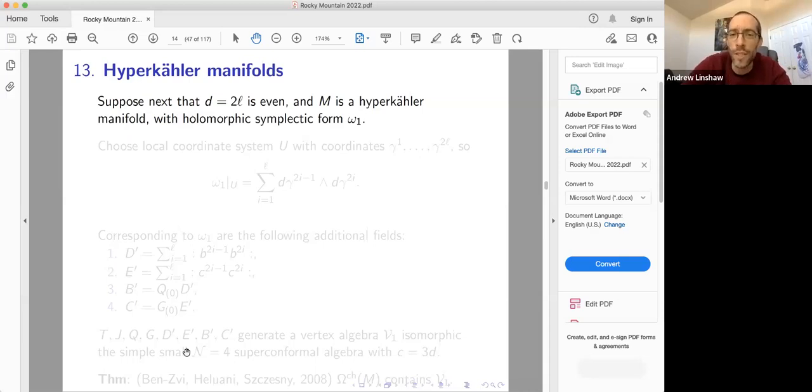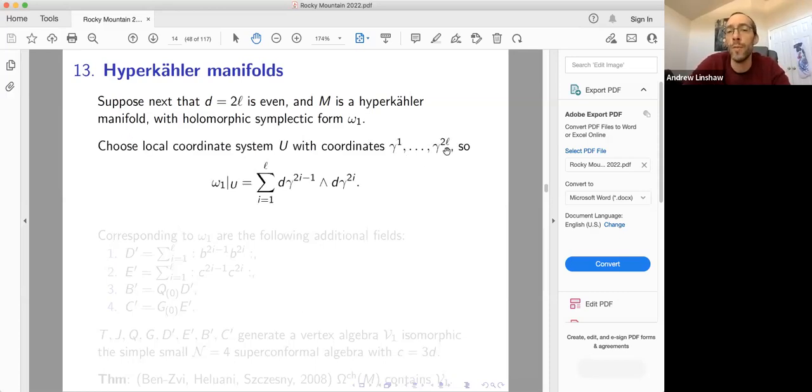And again, I can choose nice local coordinates. So this has a nice form. So let me choose local coordinates gamma 1 through gamma 2L, so that the restriction of this form on this open set in local coordinates looks like this. So this is a standard form for it.